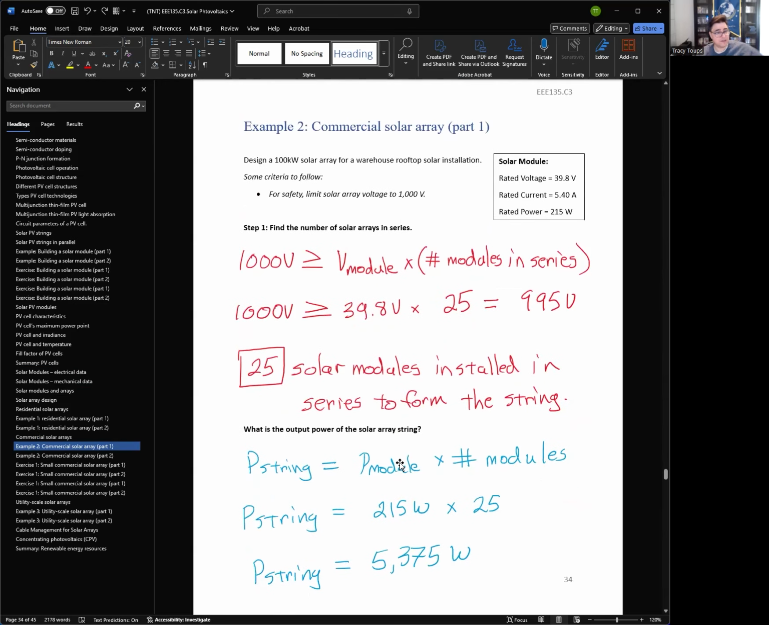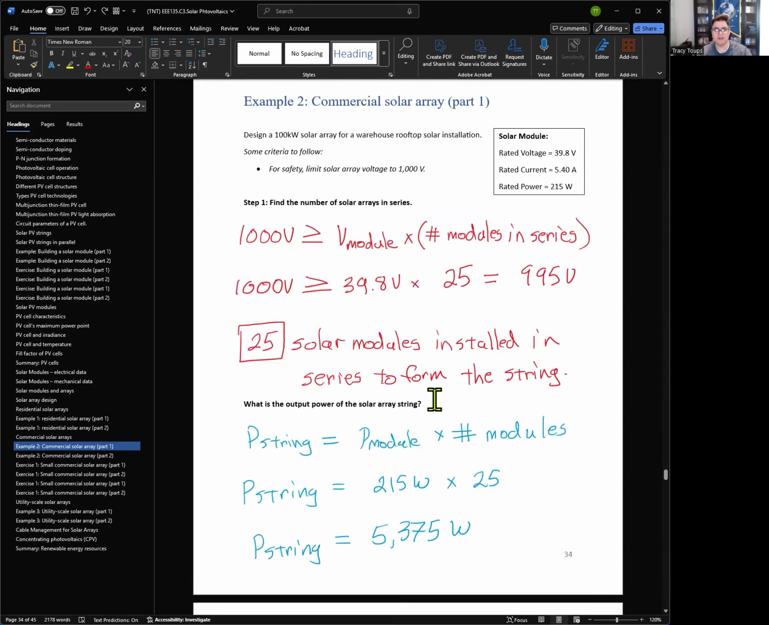Okay, so let's do another example problem. Here we're going to design a commercial solar array system. All right, so let's design a relatively small one, a 100 kW solar array for a warehouse rooftop solar installation. Okay, now we're past the everyday me and you touching voltages. We could go more on the industrial side.